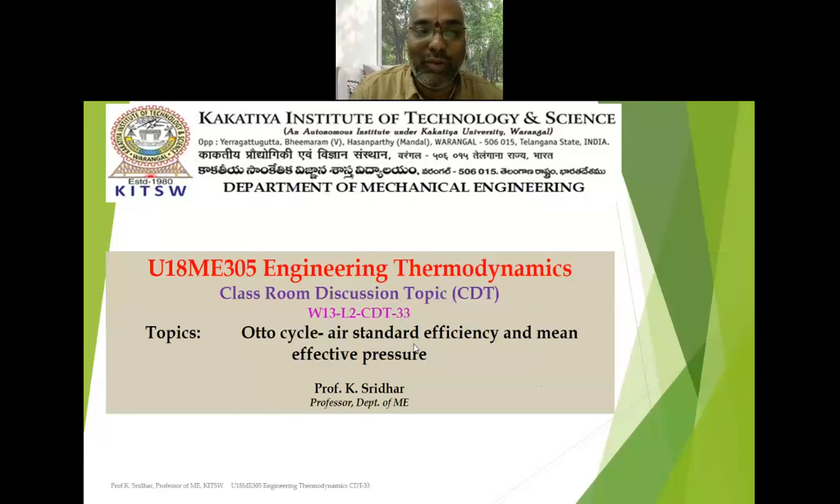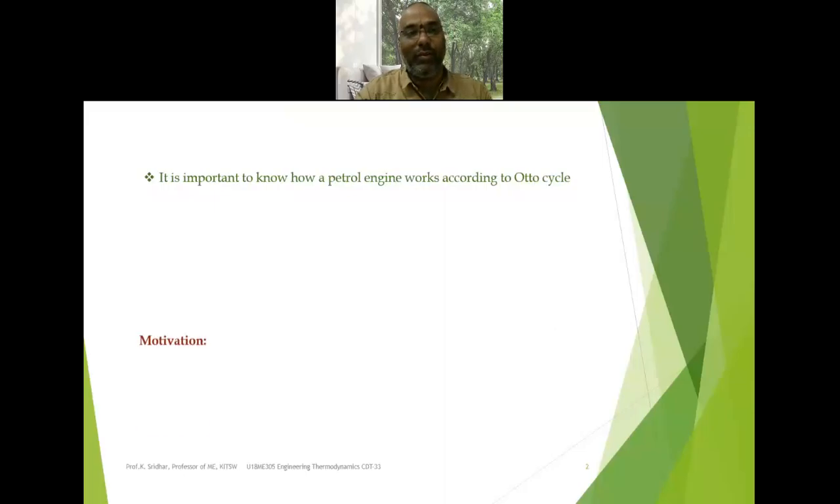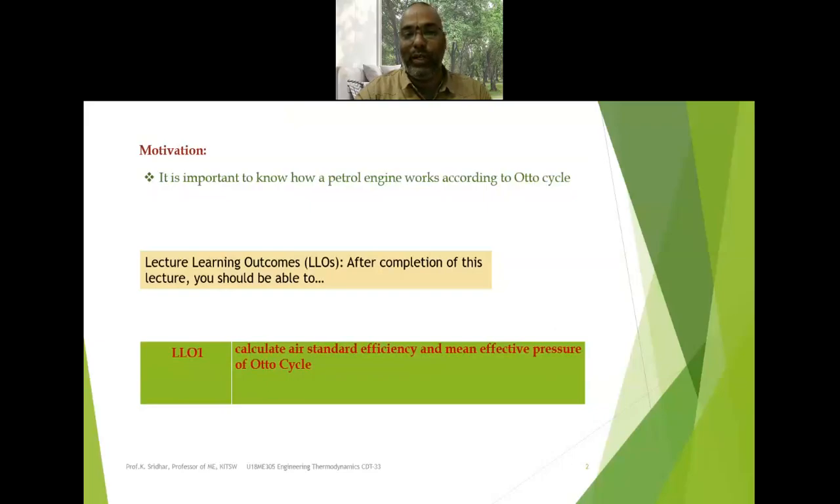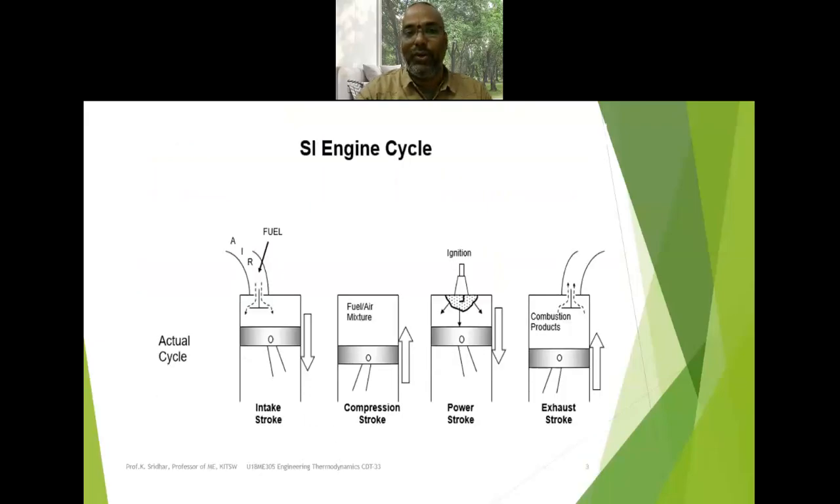So today's classroom discussion topic is the Otto cycle, and we have to find out the air standard efficiency and mean effective pressure for this Otto cycle. And what is the motivation to study the Otto cycle? The motivation is that it is important to know how a petrol engine works according to the Otto cycle. The outcome of today's lecture is that you should be able to calculate the air standard efficiency and mean effective pressure of the Otto cycle.